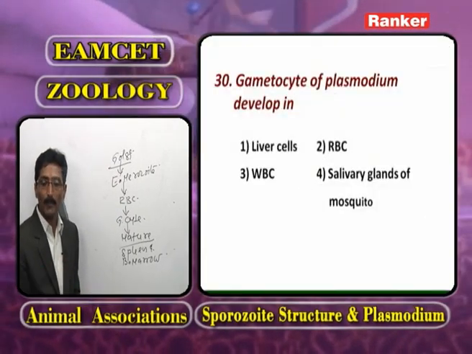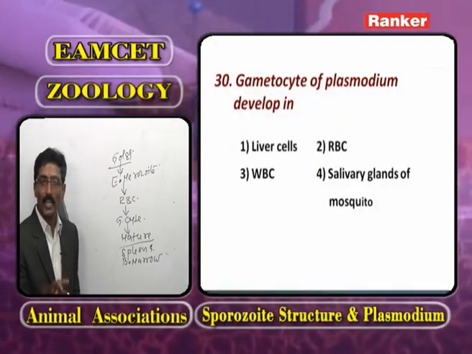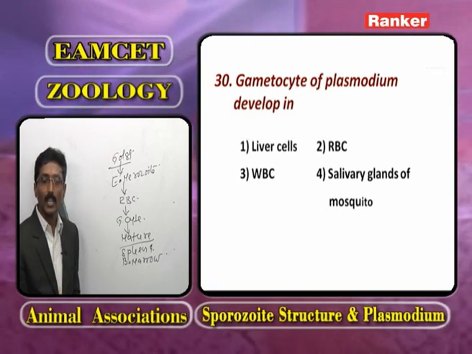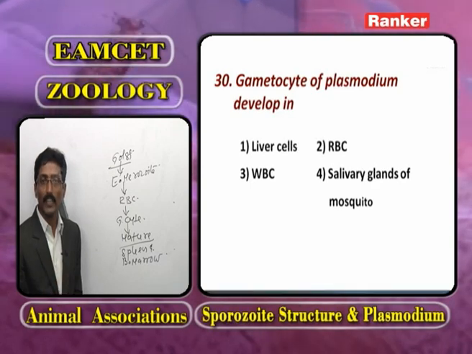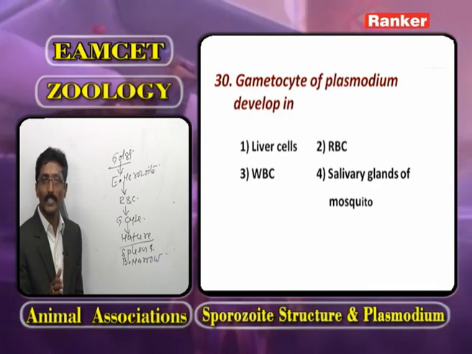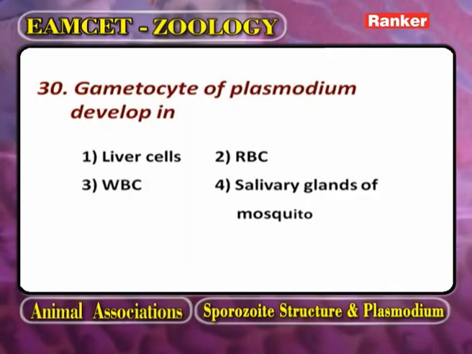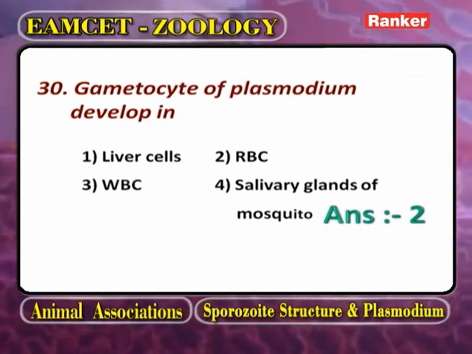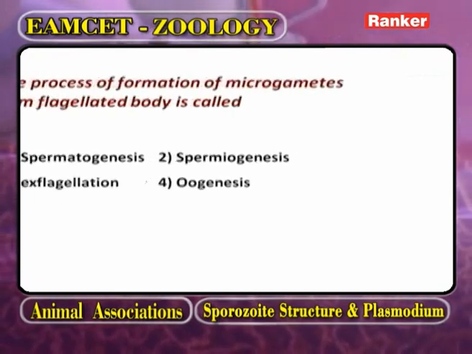Now, the gametocyte of Plasmodium develops in: one, liver cells; second, RBC; third, WBC; fourth, salivary glands of mosquito. Now what is the correct answer? Based on this information, it is the RBC. Now we go for the next question.